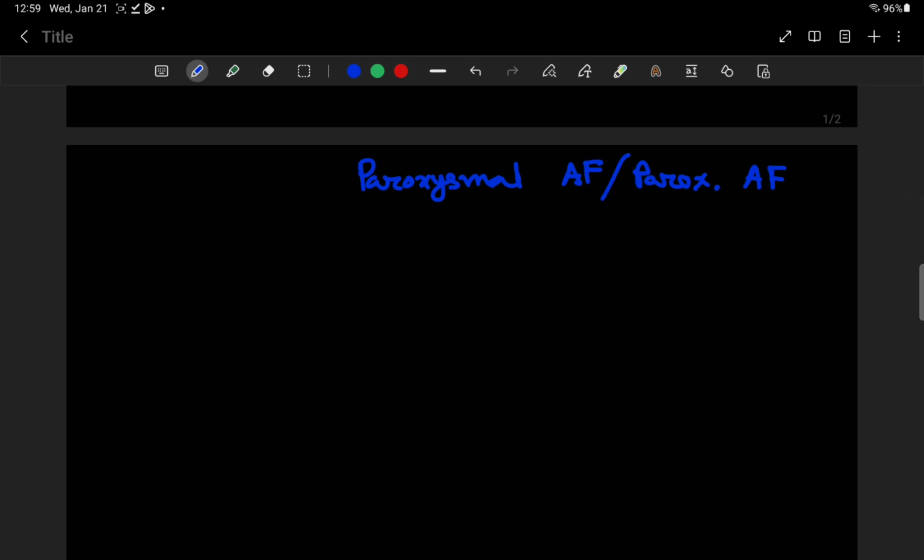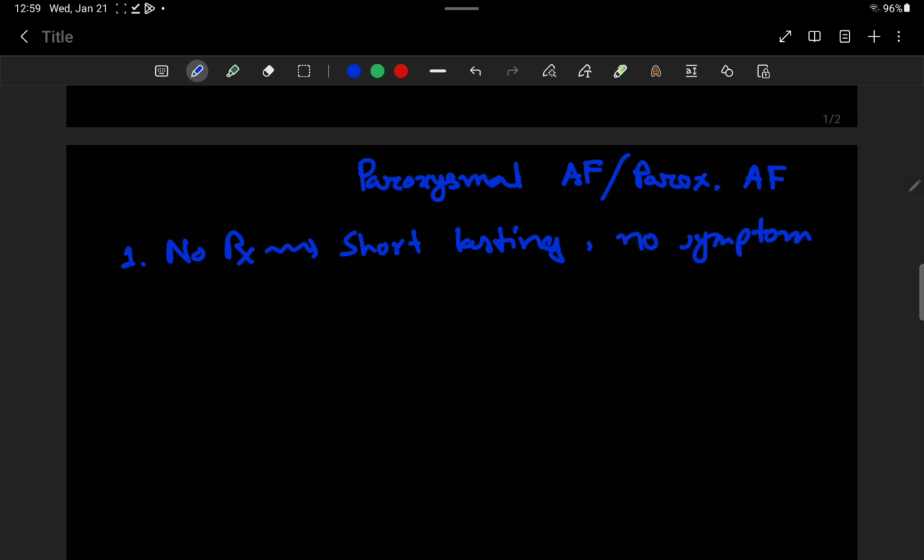How will you treat it? If it is short lasting and no symptom is there, you need no treatment in that case, you can only observe. But if the patient has different kinds of symptoms and is having trouble with them, then we can go for treatment.